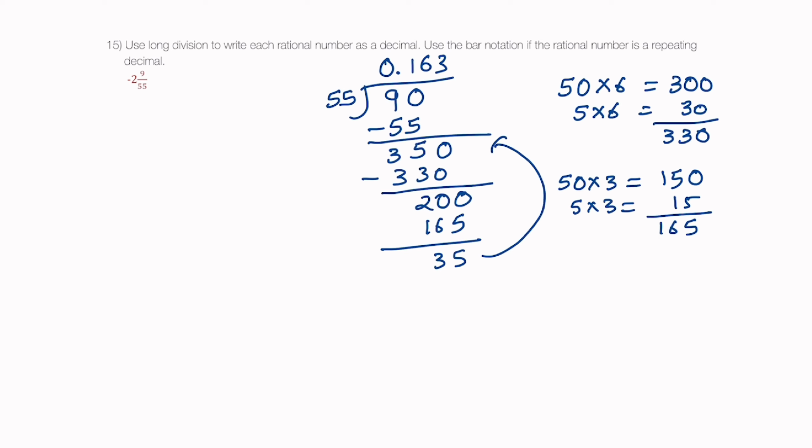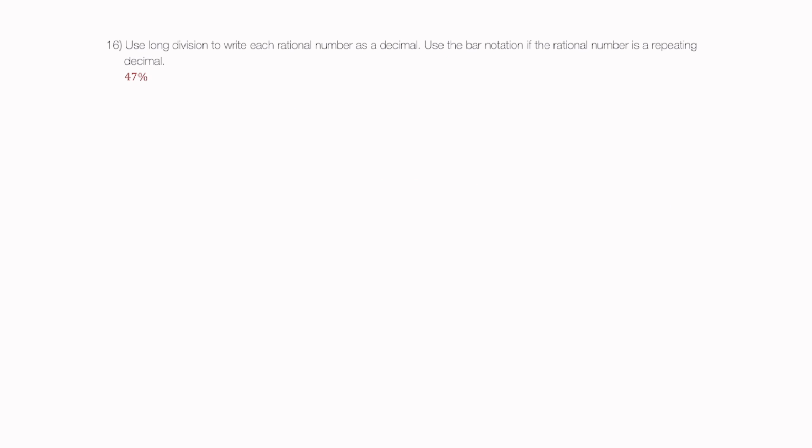And it's going to repeat as we had it here. Hence our answer is going to be minus 2.163. And where is my notation? It's going to be only on 6 and 3, not over 1. Be careful. The next, 47%.